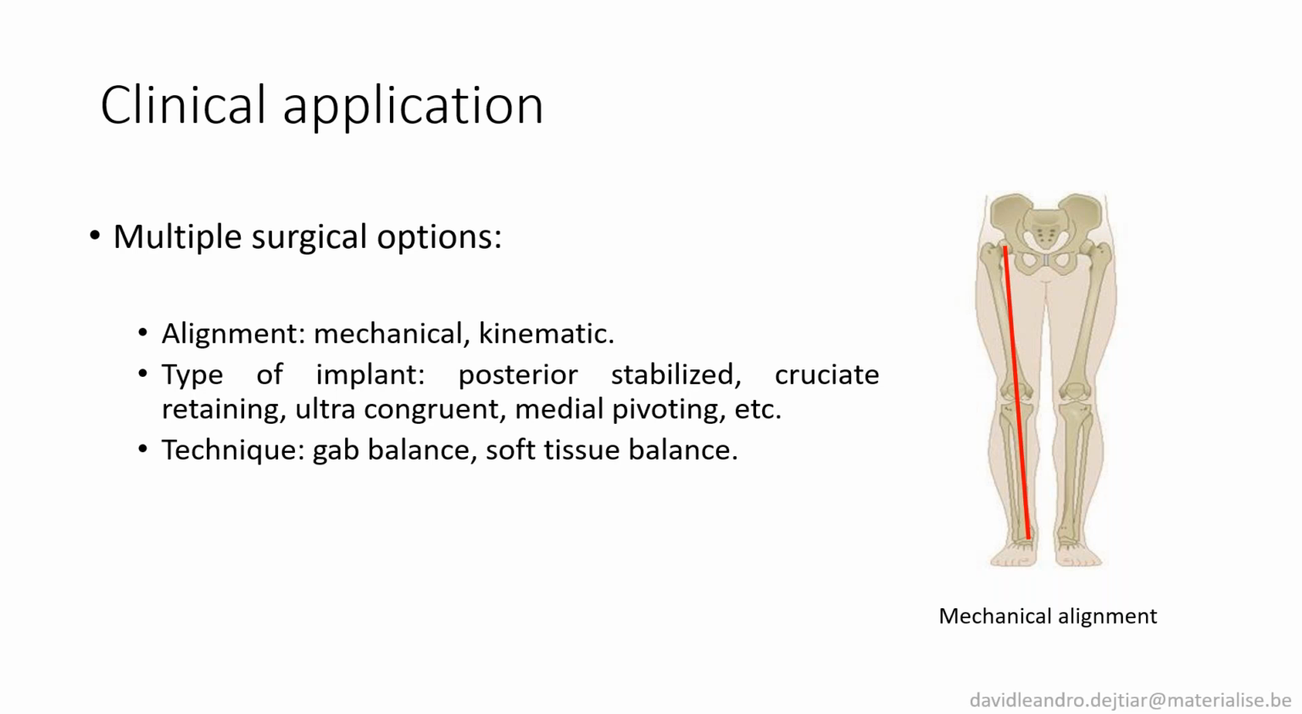Other options include the prosthesis type, being a posterior stabilized with a posterior cam mechanism, or a posterior cruciate retaining that maintains the posterior cruciate ligament. But there are many others in the market. There are also different techniques to balance the knee intraoperatively in flexion and extension, such as gap balancing or soft tissue balancing.